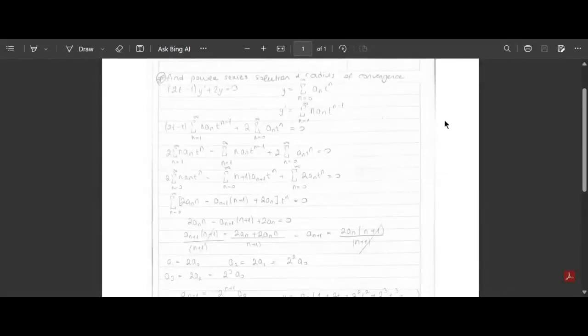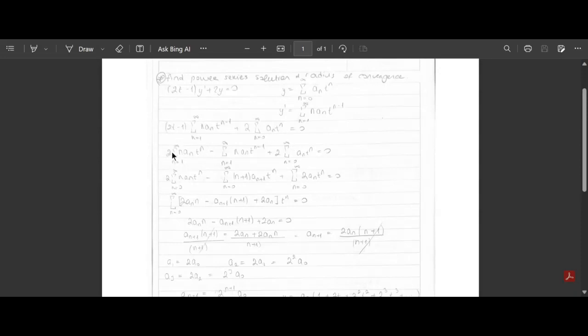Okay, so my question is, find the power series solution to the given differential equation, which is 2t minus 1 times y prime plus 2y equals 0, and the radius of convergence. So I let y equal to this summation going from 0 to infinity, and then I get its derivative because we need that so that we can make the proper substitution. Then I substitute it in, and then I distribute this. So then I got two new summations, and I just move this here.